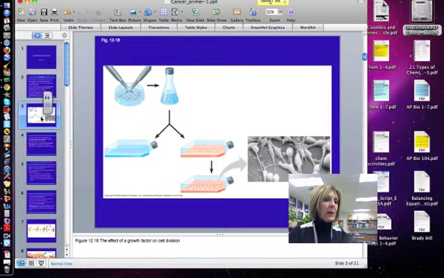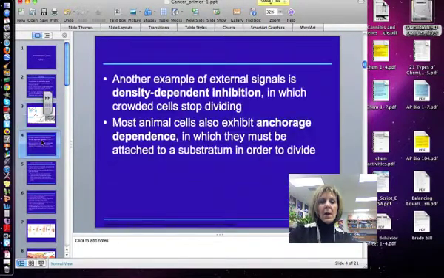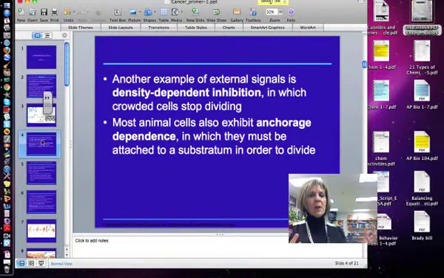Here's a good vocabulary word for you. In vivo is the Latin term that means in the living body, and in vitro means something that occurs outside the body. Another example of an external signal is density-dependent inhibition. We've already talked about the fact that normal cells, when they get so crowded that they touch another cell, set off a signal that tells the cell to stop dividing. There's no more room for more cells.